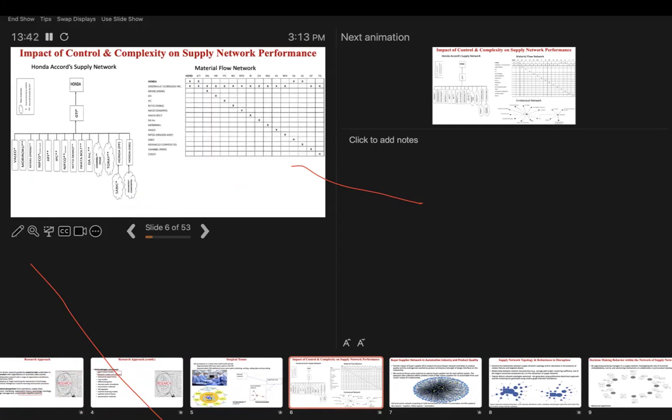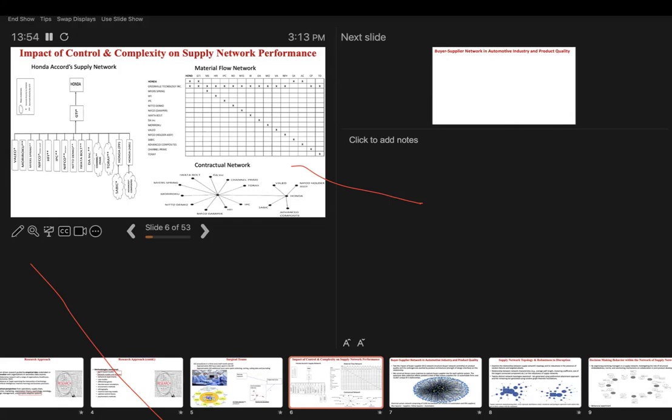And we wanted to understand two types of networks here. One is the material flow network, which is which supplier is supplying to Honda or to its supplier who then supplies to Honda. So there is a chain there. And then the other one is the contractual network. Who has the contract with that company? It doesn't necessarily is the case that the company who is shipping you actually has a contract with you. It could be that your buyer actually has a contract and is asking that supplier to send it to you. Right? So there could be many of those connections in the contractual network, which would be different from what happens in the material flow network.